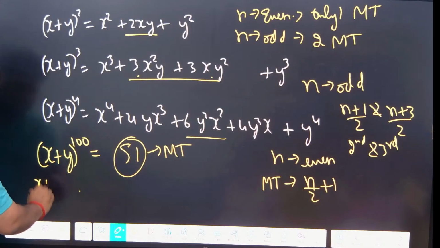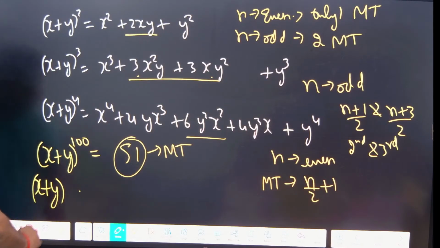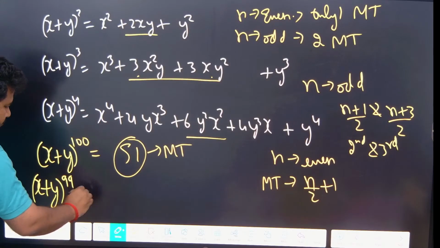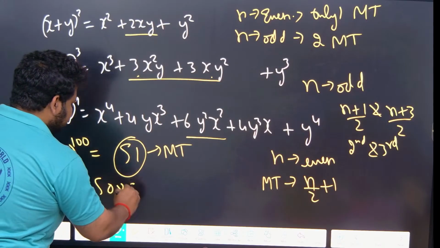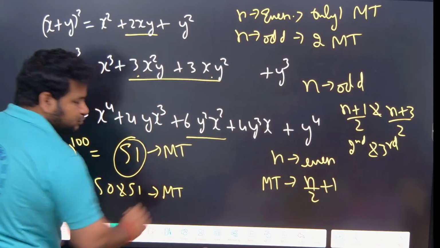Suppose I say (x + y) to the power of 99. This is odd, so there should be 2 middle terms. How to find them? The formula is (n + 1) by 2 and (n + 3) by 2. For n = 99, n plus 1 is 100, by 2 is 50. n plus 3 is 99 plus 3, 102, by 2 is 51. So the 50th and 51st terms are the middle terms. Like this you should be able to solve.